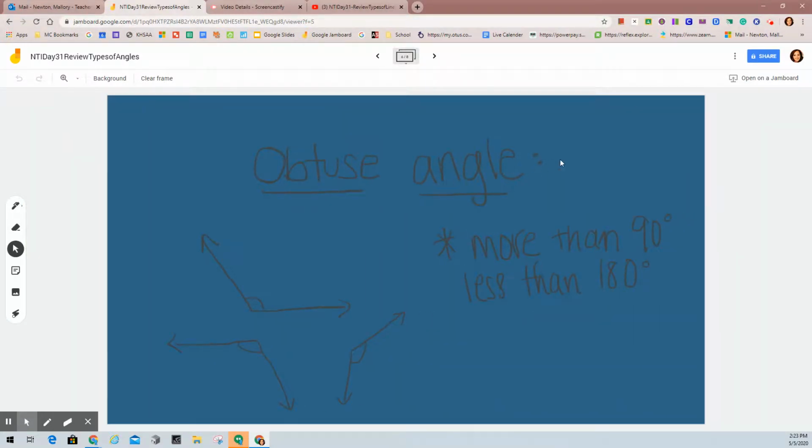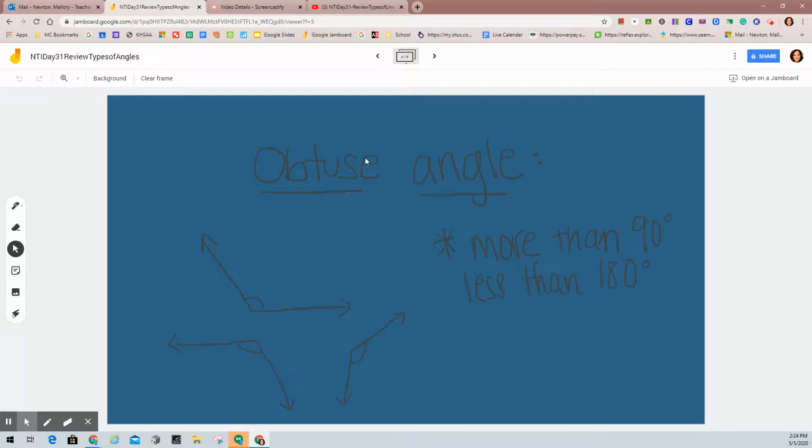The next type of angle is an obtuse angle. Obtuse angle kind of sounds like obese, and obese is big. So it is your biggest angle aside from a straight angle, and it has more than 90 degrees but less than 180. So that looks like this.